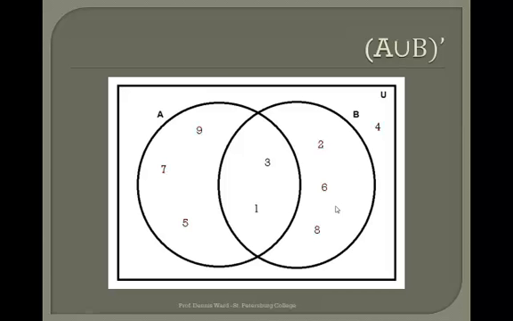If I had A union B complement, again, I'm going to do inside the parentheses first. I'm going to figure out what that is. So that is these 8 items, 2, 6, 8, 3, 1, 9, 7, and 5. And now I'm going to apply the complement to that. Everything that's not in this list that's still part of my universe. So only 4.